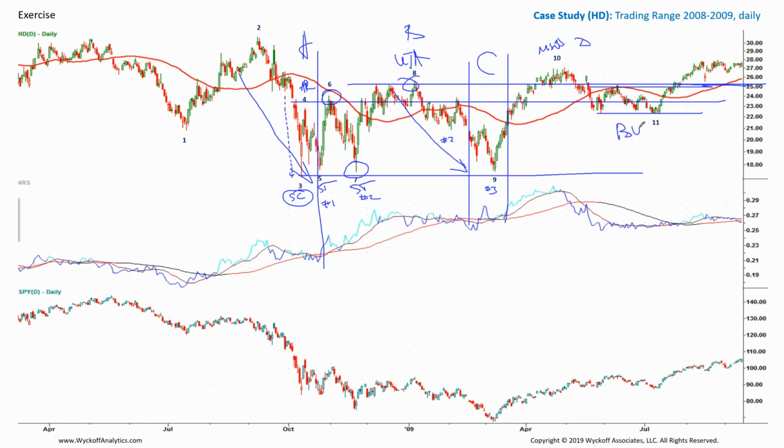Backing up action. Yeah, backing up in the trading range right here, just more complex here. And that's the whole structure. So here is your phase D.